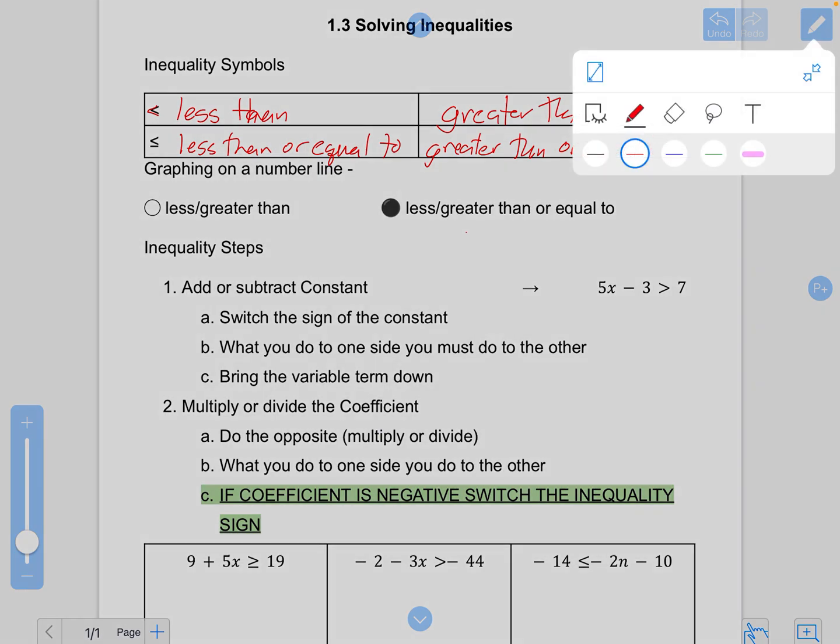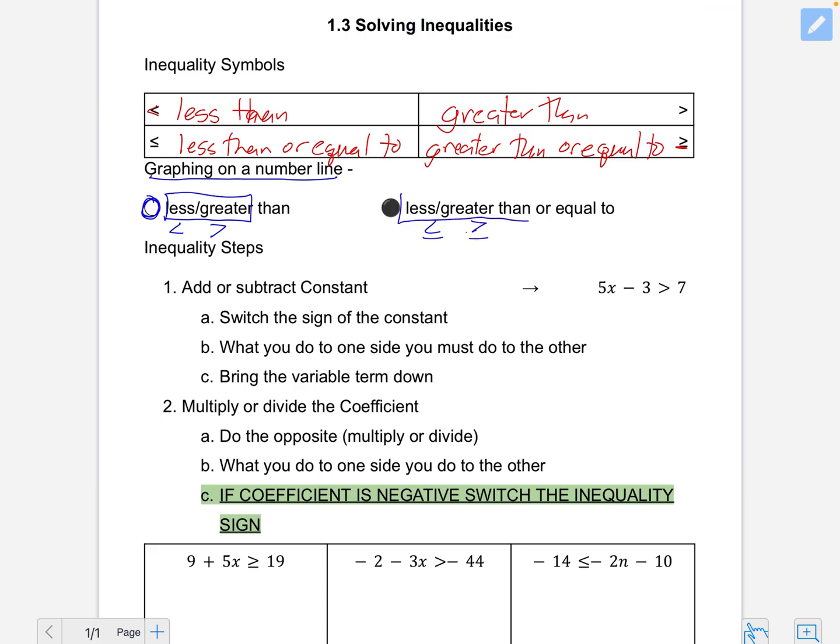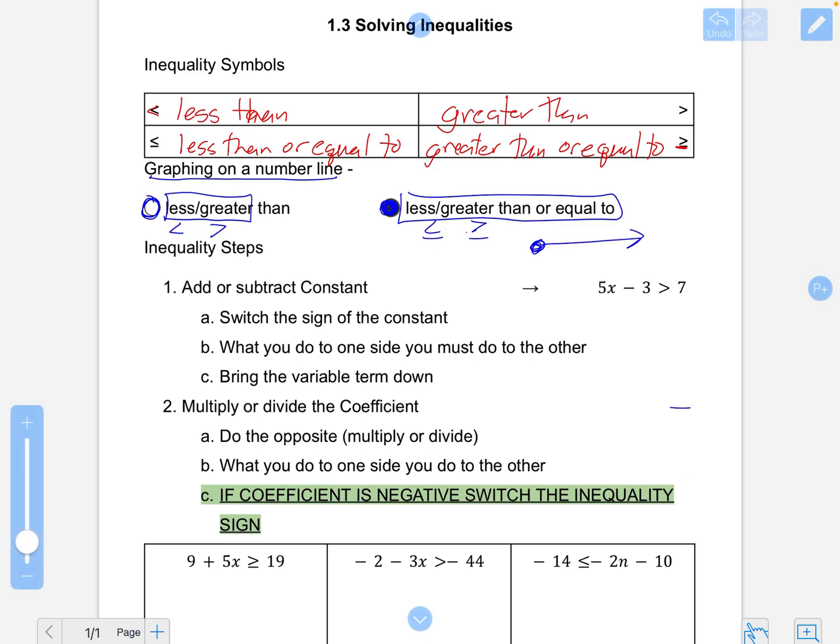The other thing that we need to know is if they want us to graph on a number line, if it's just less than or greater than, so that's going to be our less than or our greater than symbol, we're going to have an open circle. Whereas if it's less than or equal to or greater than or equal to, we need to fill in our circle all of the way. And then once we fill in our circle all the way, we're just going to draw an arrow, whatever direction the arrow of our sign is pointing to.